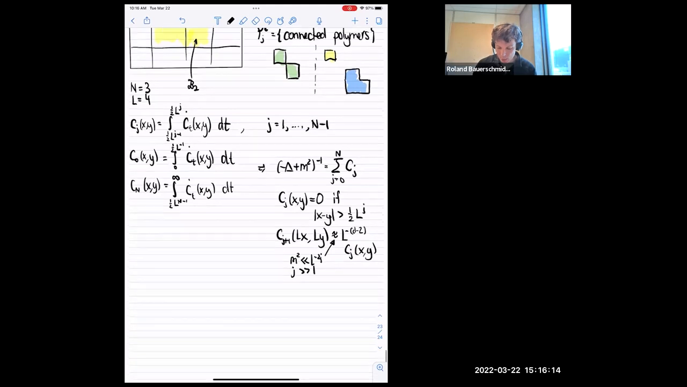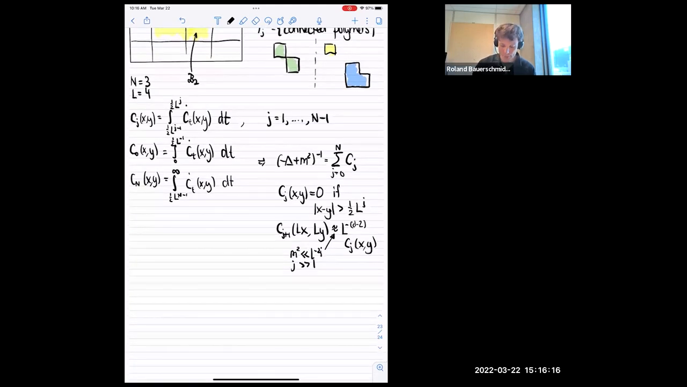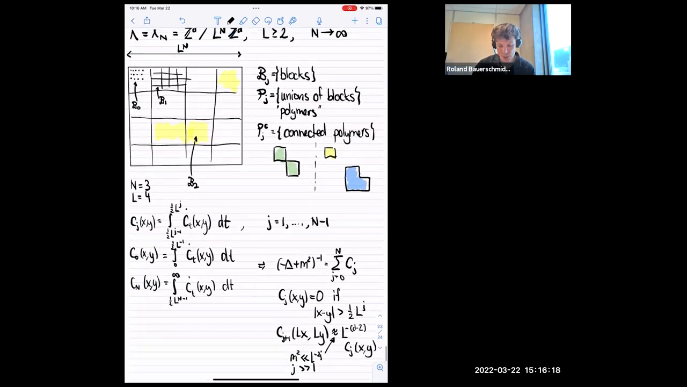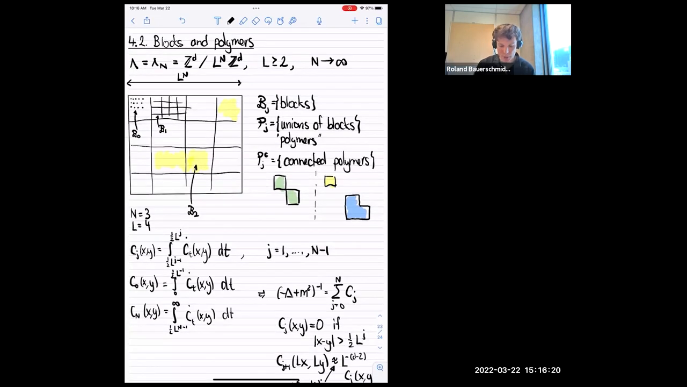Okay, so at this point we've started with the finite range decomposition and discretized it into a discrete set of scales, which run from zero to n. And there's somehow a related decomposition of the full torus of side length L^n that we started with.